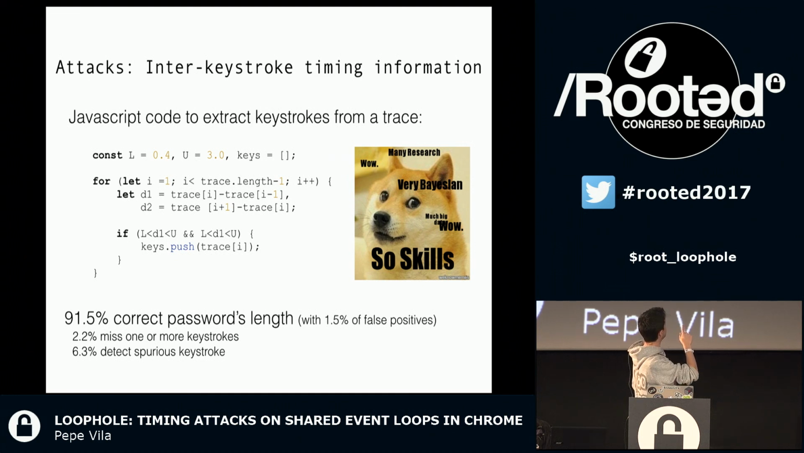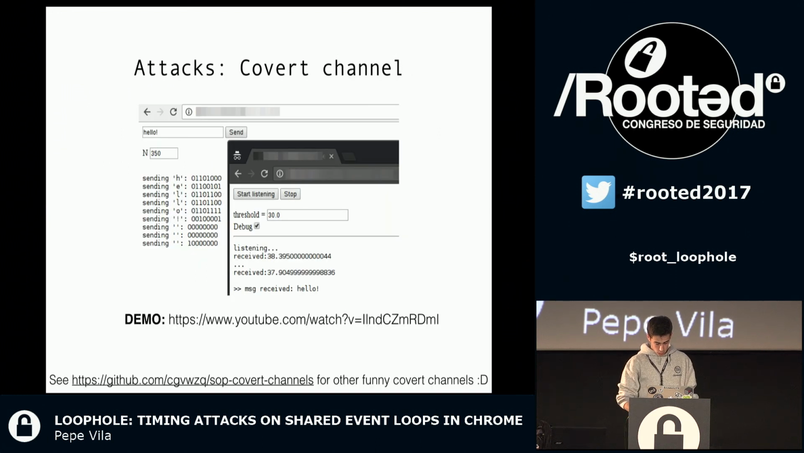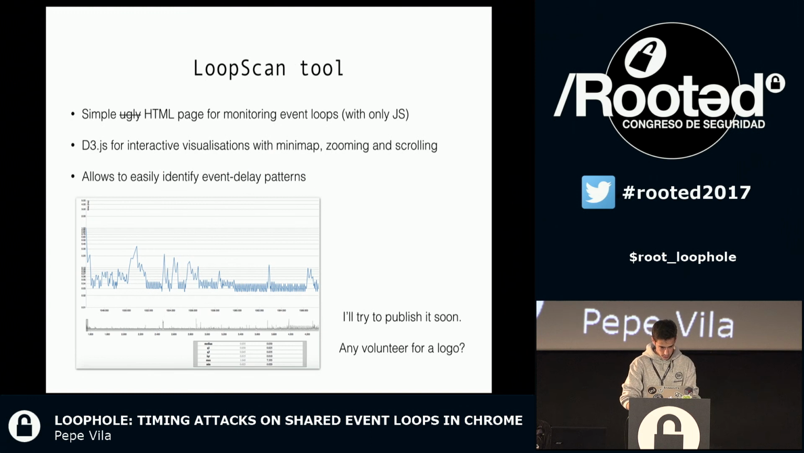And this is the technique that I use. I use this piece of JavaScript, and if I go through the trace that a user creates as he writes, looking at consecutive events within that range between 100 and 300 milliseconds, I get a success rate of 91%. So in 90% of the cases, I detect the length of the password as well as the millisecond at which each of the keys has been pressed. I know that I'm going fast.